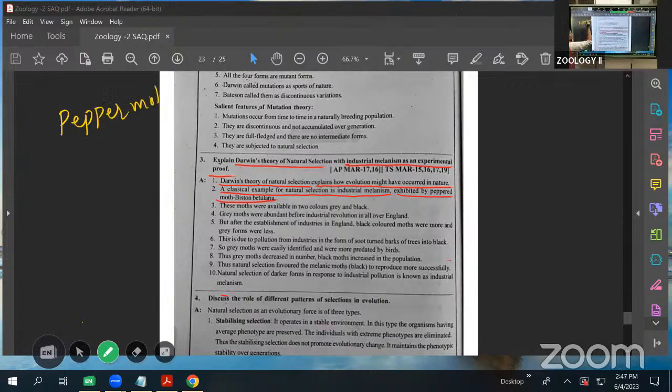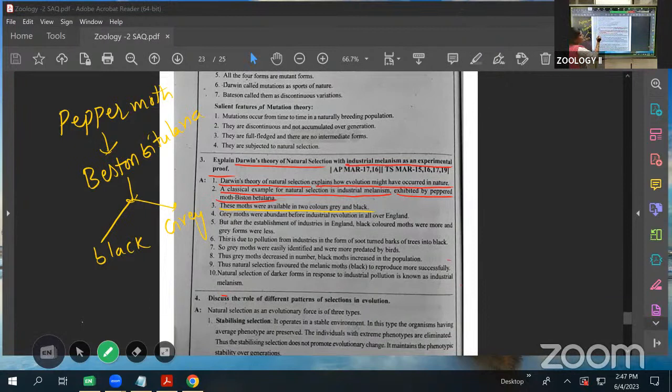What is the scientific name? Biston betularia. The peppered moth was taken as the example, and its scientific name is Biston betularia. These moths were available in 2 colors: some are black in color, some are gray in color. Two forms are there, gray and black.